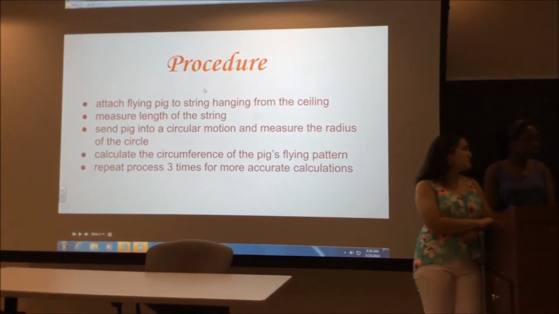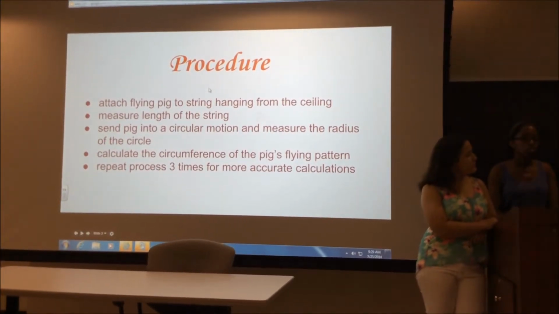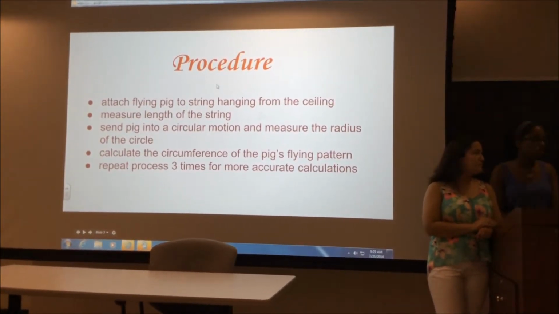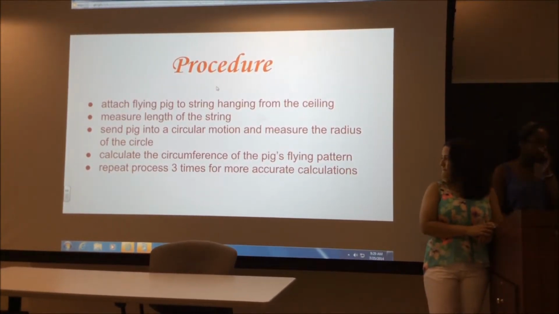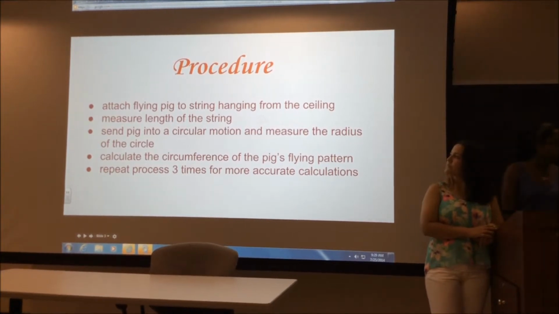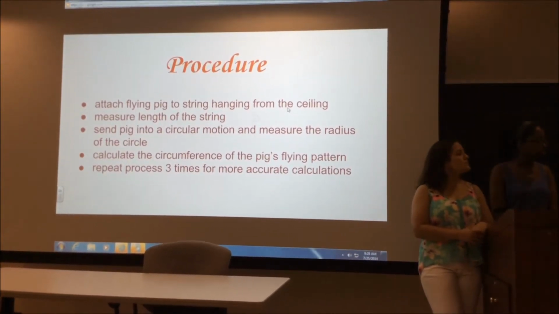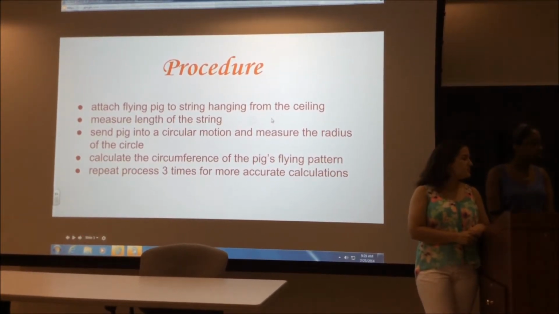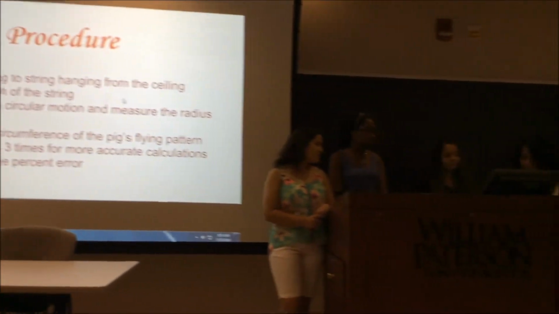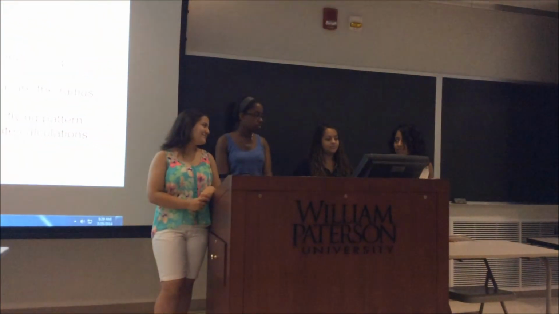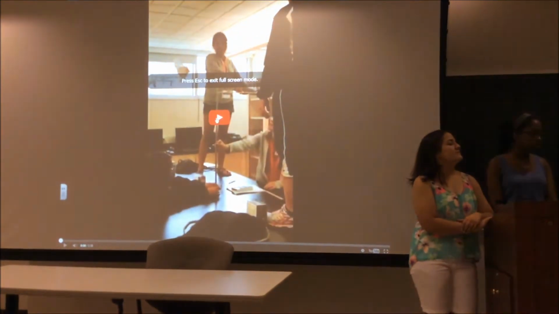For this project, we had a flying pig with a string hanging from the ceiling. We had to measure the length of the string from the ceiling to the bottom of the pig. We had to send the pig into a circular motion and measure the radius of the circle. We had to calculate the circumference of the pig's flying pattern, and we repeated the process 3 times for a more accurate calculation. Then we had to find the percent error. This is a video of when we did it.